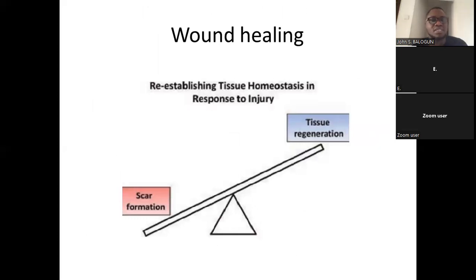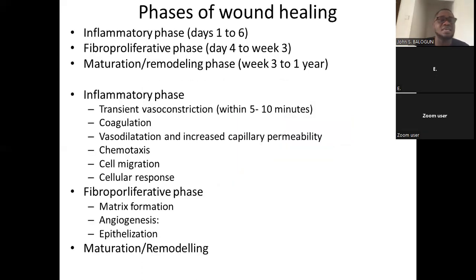So for wound healing, there's usually a balance between scar formation and tissue regeneration. What that means is that it's like a pulley. One tries to outsmart the other. Some tissues prefer to heal by regeneration, some prefer to heal by scar formation. And in that instance, the one that takes precedence outweighs the other, and that gives the type of appearance that the wound will eventually take. Having said that, there are basically 3 phases of inflammation.